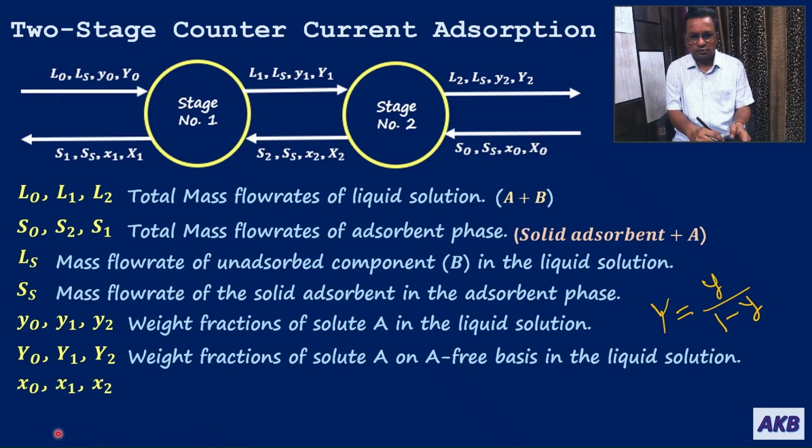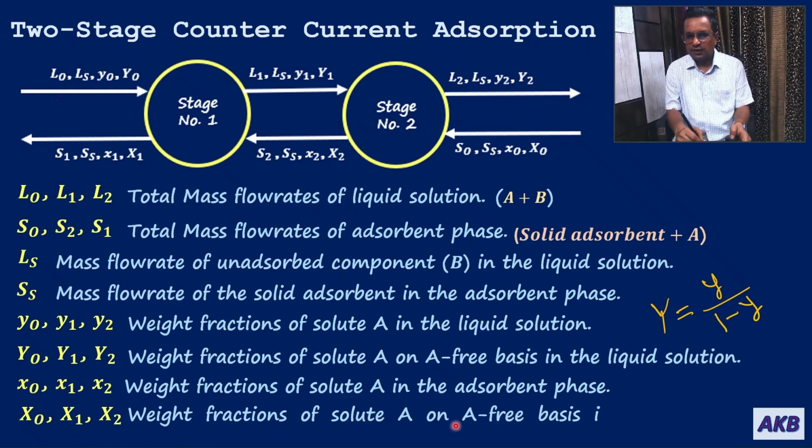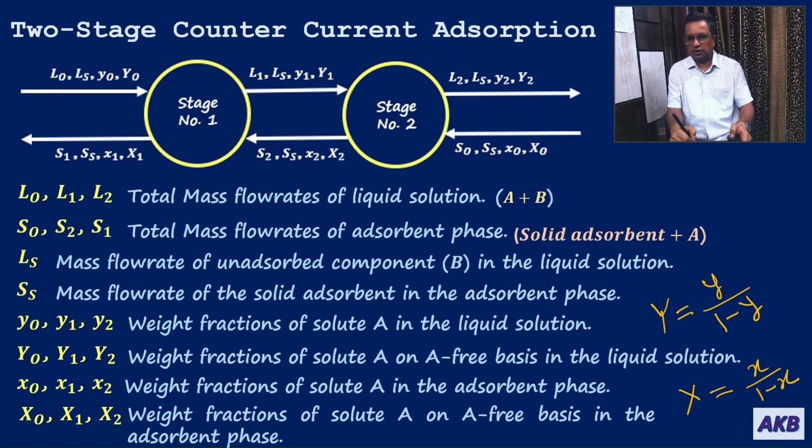Then you have small x0, small x1 and small x2. These are weight fractions of solute E in the adsorbent phase. Whereas capital X0, capital X1 and capital X2, these are weight fractions of solute E in the adsorbent phase on A-free basis. So here also you have a similar relationship between capital X and small x. Capital X is small x divided by 1 minus small x. Let us move ahead. So these are the notations that I have used in the discussion.